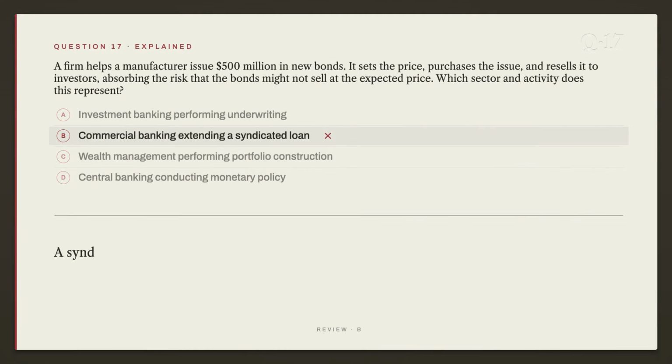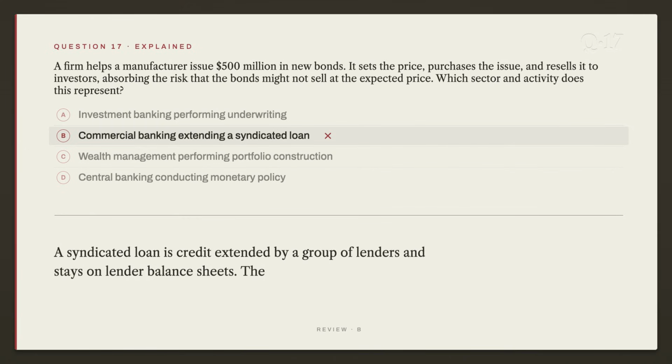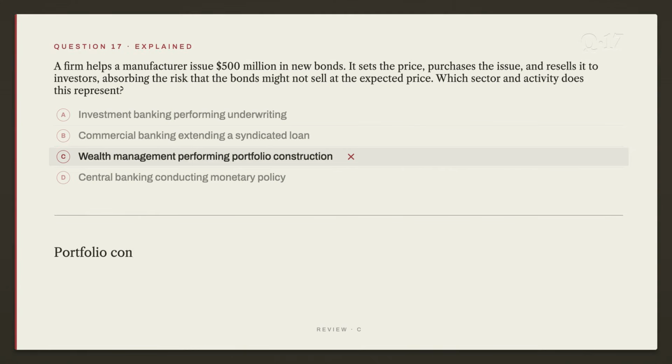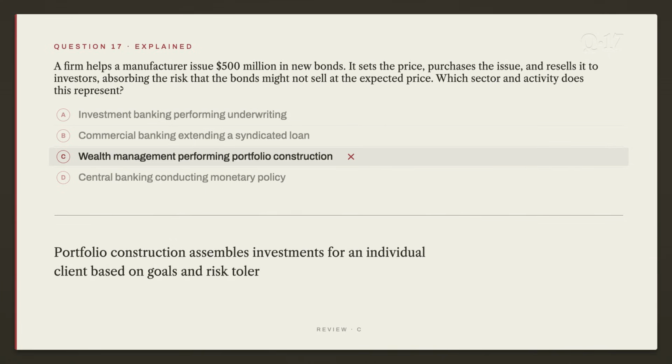B is wrong because a syndicated loan is credit extended by a group of lenders and stays on lender balance sheets. The scenario describes securities sold to outside investors rather than a loan held by banks. C is wrong because portfolio construction assembles investments for an individual client based on goals and risk tolerance. Its client is an individual investor, not a corporation raising capital.